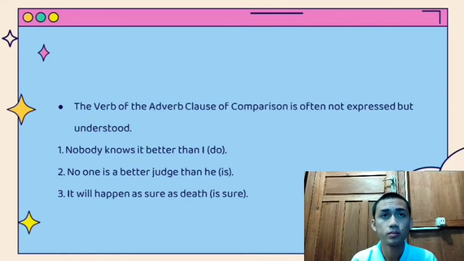The verb of the adverb clause of comparison is often not expressed but understood. Example 1. Nobody knows it better than I do. 2. No one is a better judge than he is. 3. It will happen as sure as that is sure.